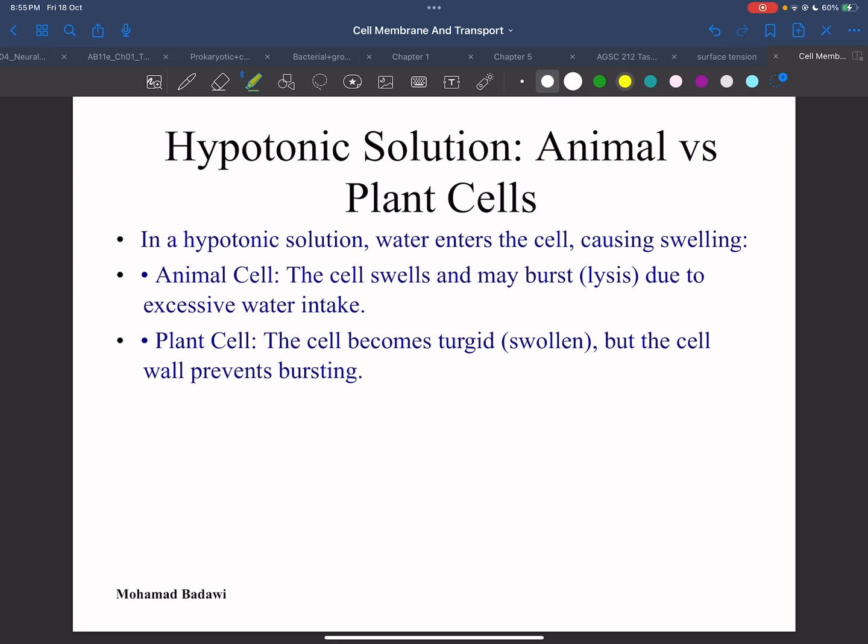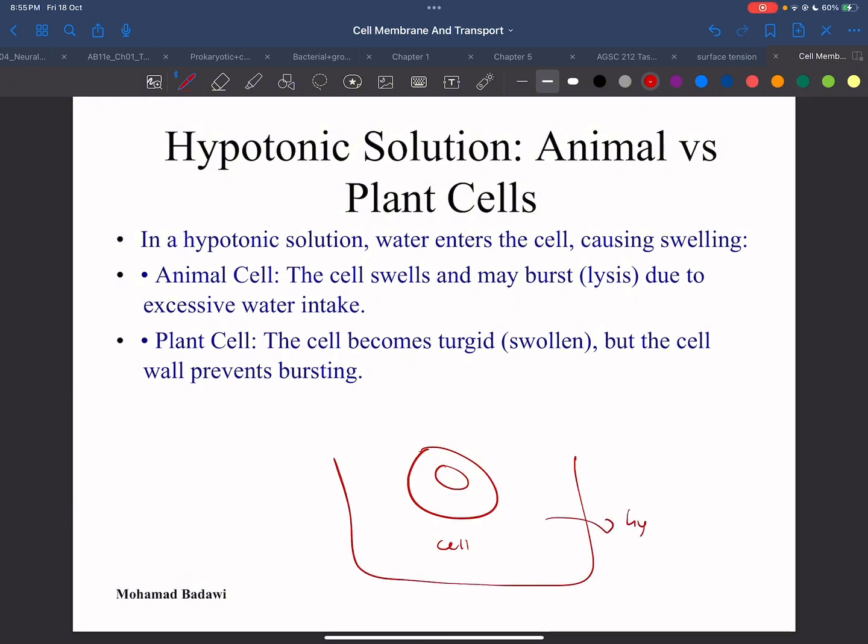Okay, now let's look at hypotonic solution. Remember, we said hypotonic solution means we have a low solute outside the cell. So water will enter the cell. Why? Let me show it to you guys. For example, let's say this is my cell. I place it in a solution which is hypotonic, meaning low solute. Low solute means high water potential. And what did we say? Osmosis is the movement of water molecules from a high water potential to a low water potential. That's why water will move from the solution inside the cell.